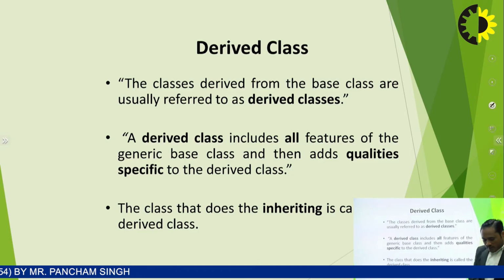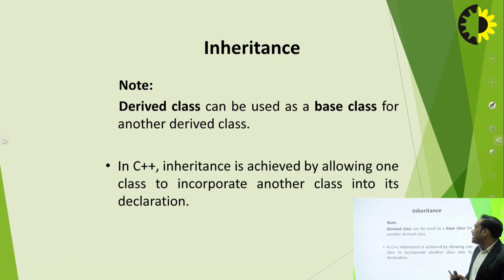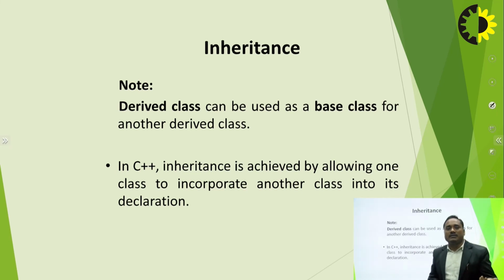Now I am going to discuss how inheritance is important in object-oriented programming. A derived class can be used as a base class for another derived class. If you derive a new class, the new class behaves as a derived class for the upper class.